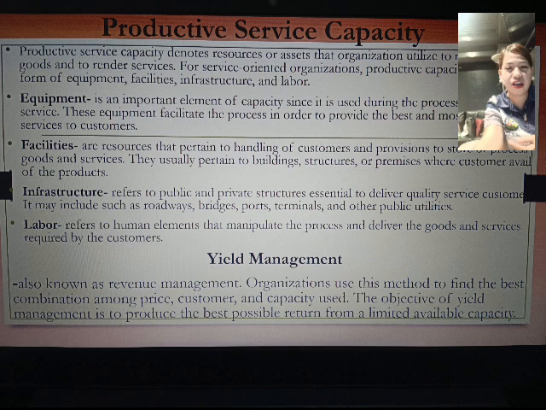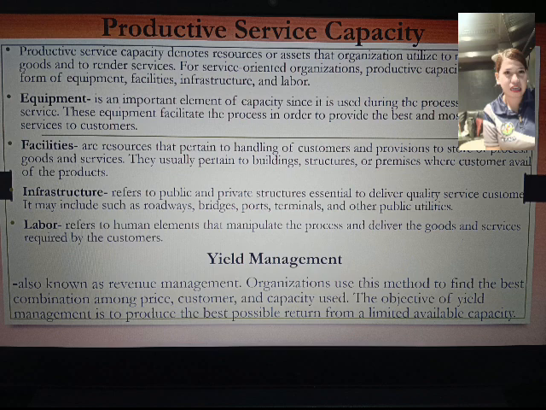Next is the yield management. So yield management is also known as the revenue management. Organizations use this method to find the best combination among price, customer, and capacity used. So the objective of yield management is to produce the best possible return from a limited available capacity.